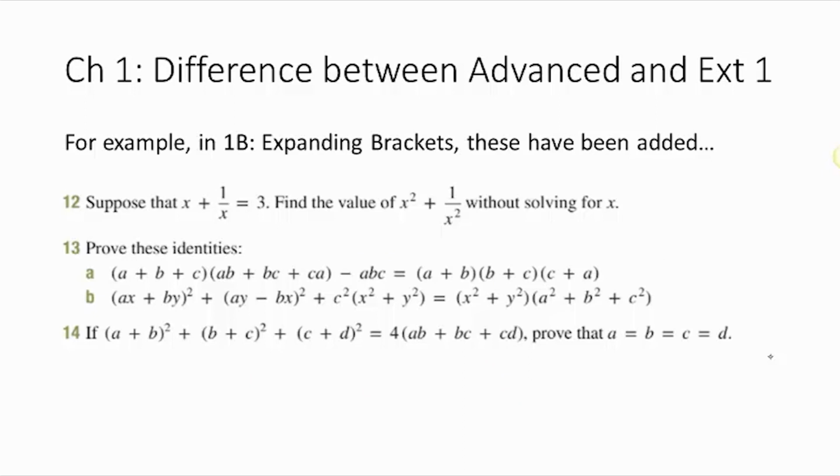So here's an example in 1b, expanding brackets. These are the questions that have been added to the extension 1 book that are not in the advanced book. So we're talking about applying something to do with expanding brackets, but not in an immediately obvious way. So having to use the knowledge you've got, but just think about it a little bit harder and bring in the idea of proof of an identity as well.